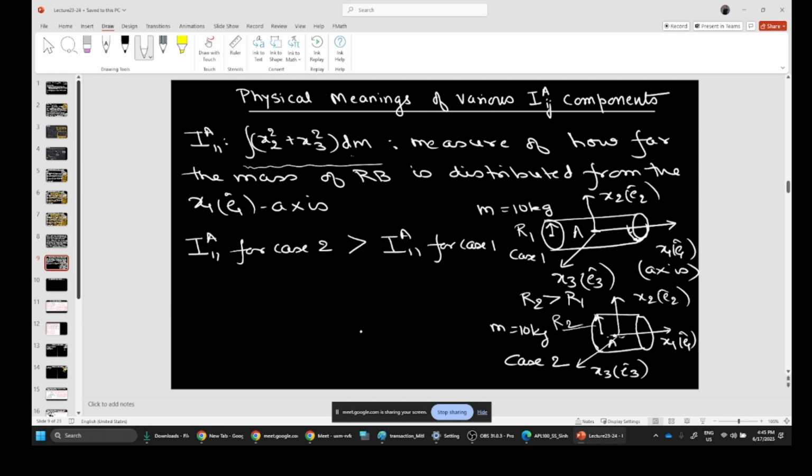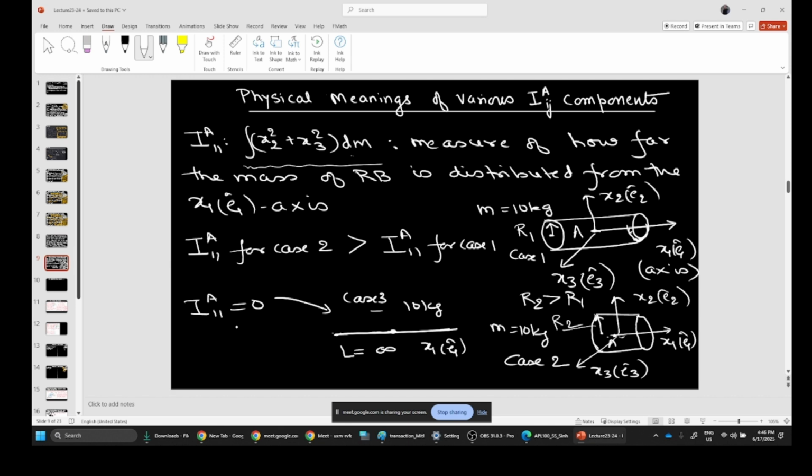If you shrink all the mass of 10 kg onto the x1 e1 axis, that's possible. You make the length of the cylinder infinity, right? Spread the entire 10 kg of mass over an infinite length of the cylinder. What you will have is a line distributed RB. I mean, the entire mass is distributed along the line. And guess what? IA11 in that case will be 0. 0 for case 3.